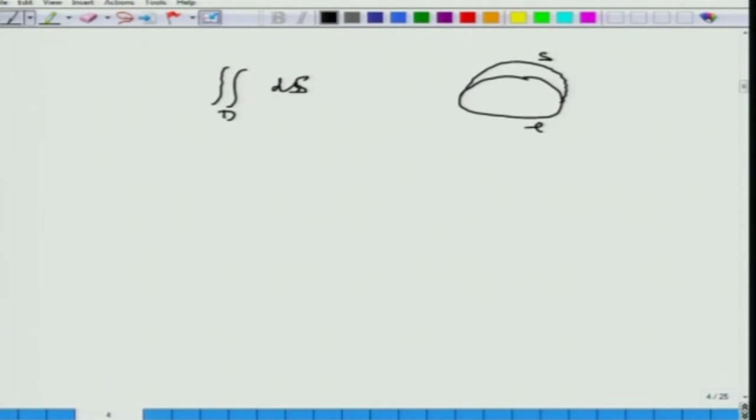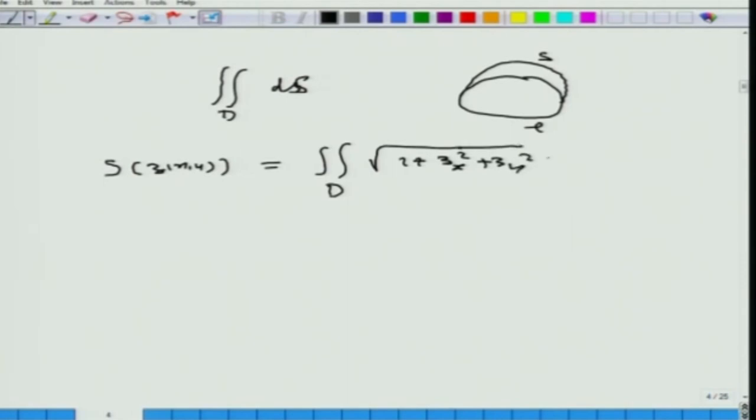Now, with this, the other problem of surface area for a given surface z(x,y) can be written as the double integral over D of square root of 1 plus zx squared plus zy squared dx dy. So here we have to choose that surface z(x,y) such that it has the least surface area. So this is also a problem of calculus of variations.